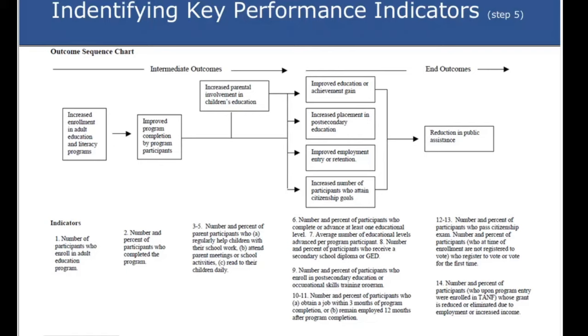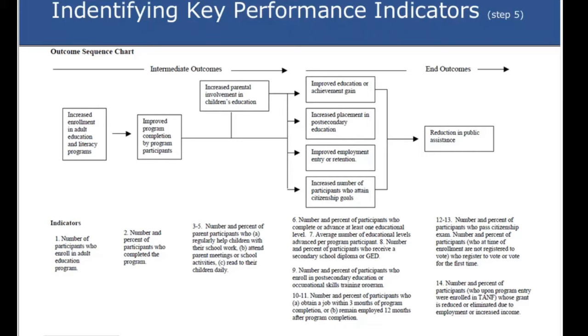Improved program completion by program participants is the outcome goal. The indicator is the number and percent of participants who have completed the program. So I think you're getting a sense of the difference between what the outcome is and what the indicator is that the outcome has been achieved.